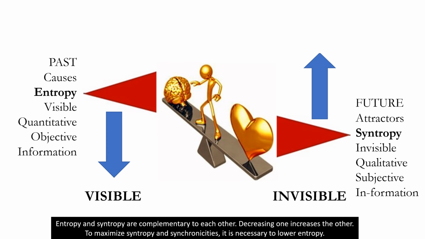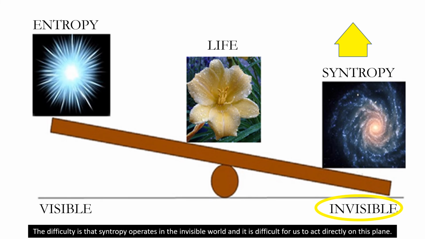Entropy and syntropy are complementary to each other. Decreasing one increases the other. To maximize syntropy and synchronicities, it is necessary to lower entropy. The difficulty is that syntropy operates in the invisible world, and it is difficult for us to act directly on this plane.